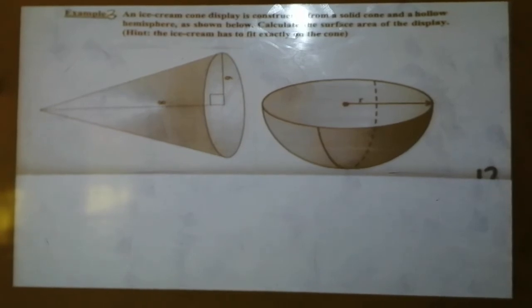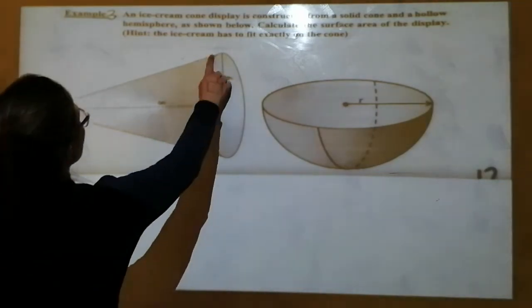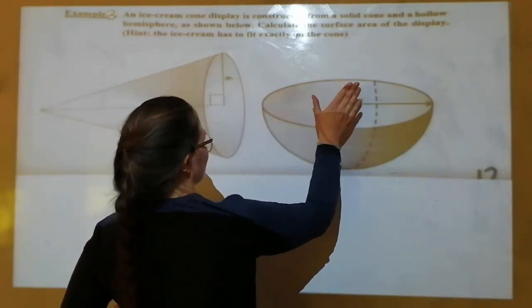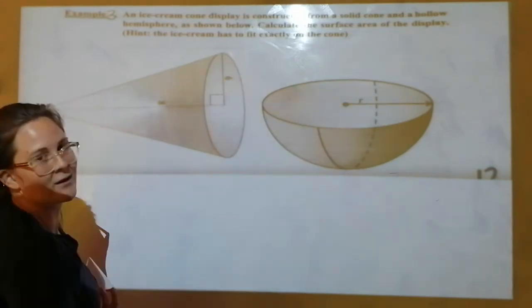And our third example today says an ice cream cone display is constructed from a solid cone and a hollow hemisphere shown below. Calculate the surface area of the display. Hint, the ice cream has to fit exactly on the cone. So in other words, the ice cream circumvents the cone. It fits exactly onto this circumference, is exactly the same size as this circumference. Because this must fit onto the cone exactly.